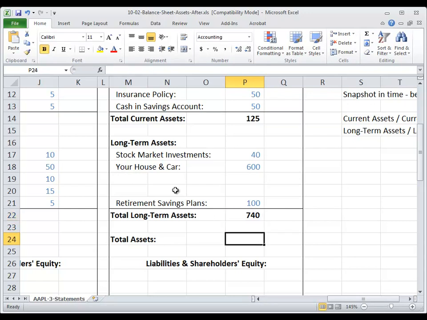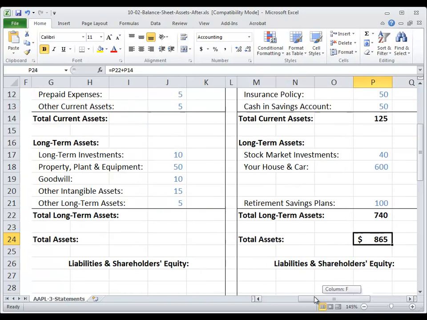Then to add up current and long-term assets, I'm just going to take long-term assets, press shift to enter the plus sign right there, and then I can use control and the up arrow key to skip up to current assets right there, and then enter them, and we have our total assets of $865,000 for this person.